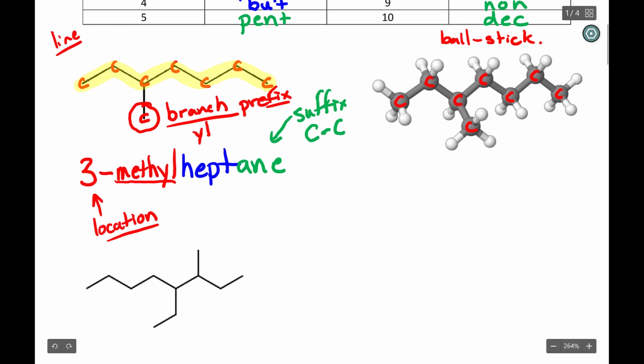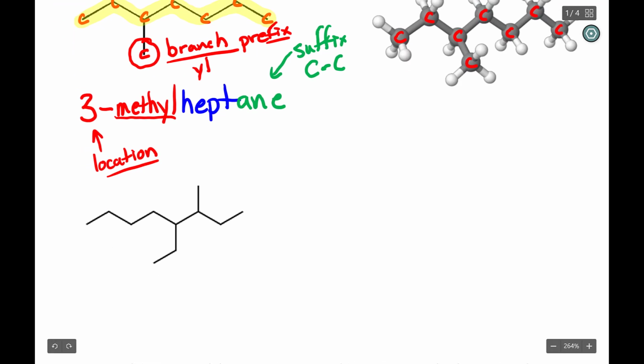So let's look at our next one. If I look, the longest continuous chain seems to be the one right through the middle, like this. And what I always like to do is put the carbons in on the chain because it makes it easier to count. So I've got 1, 2, 3, 4, 5, 6, 7, 8 in the main parent chain. And I also have 2 branches. So this is a branch and this is a branch as well.